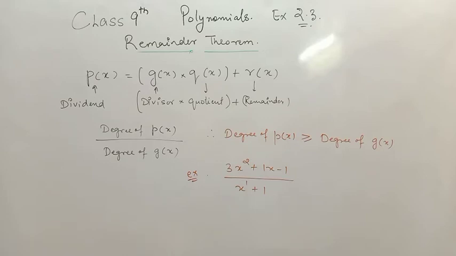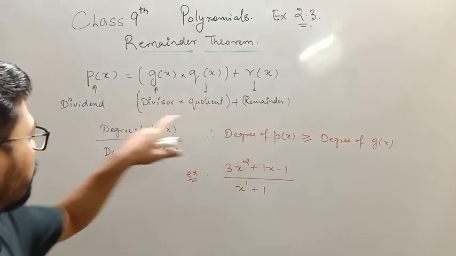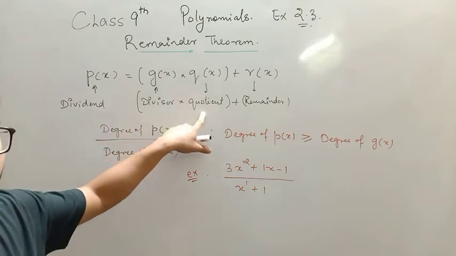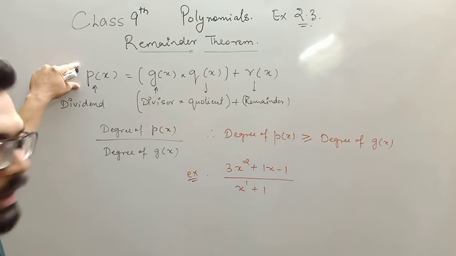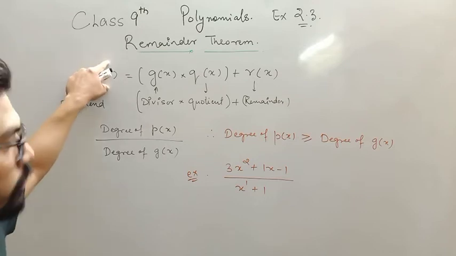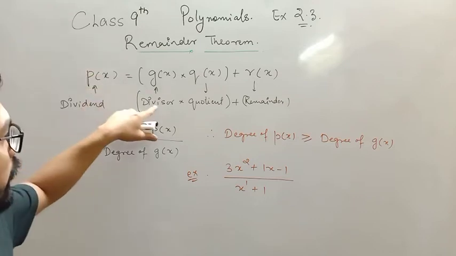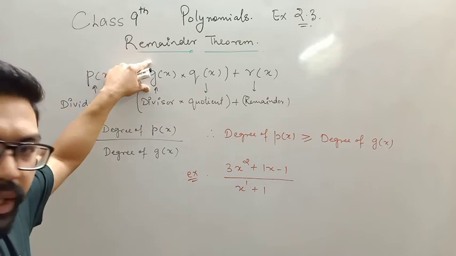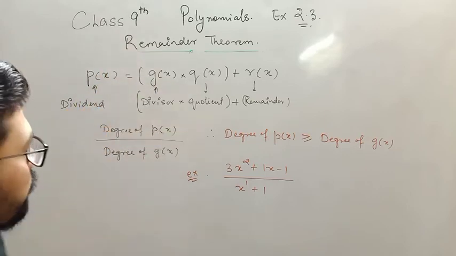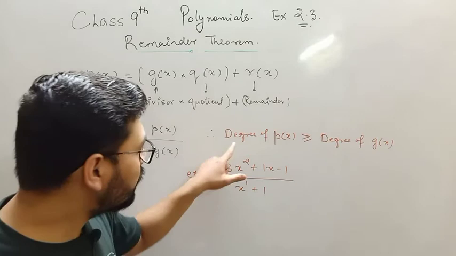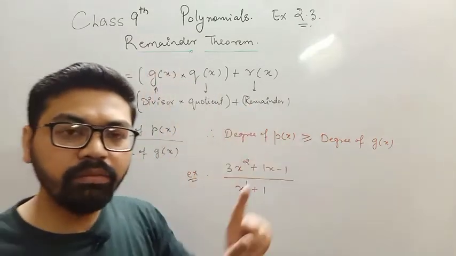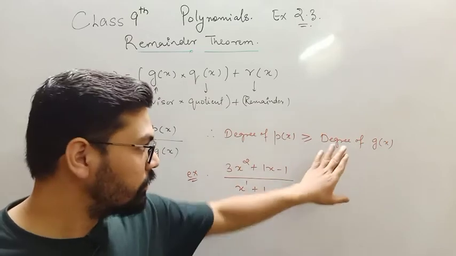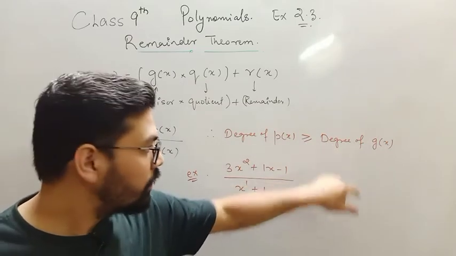Now there is one basic concept. As I have already explained this formula, dividend equals divisor into quotient plus remainder. Let's say I have dividend equals p(x), a polynomial in x variable, and a divisor, let's say, is g(x) in variable x. Then the degree of p(x), the degree of the dividend, must be greater than or equal to g(x). What does it mean?